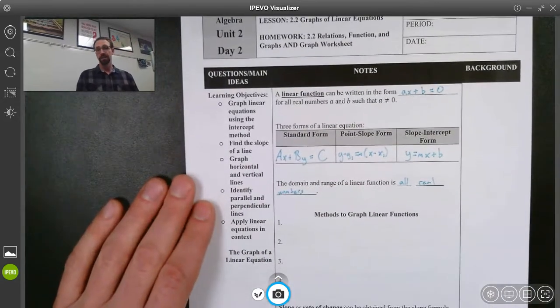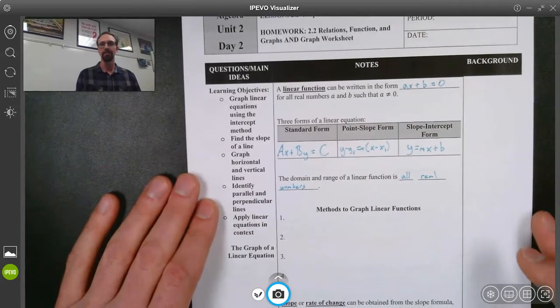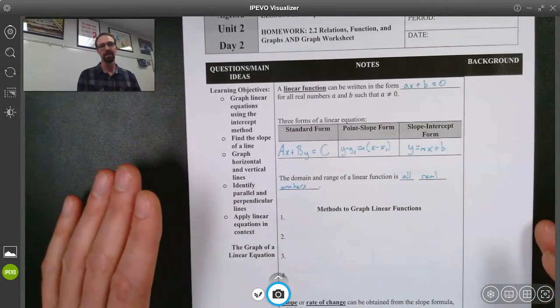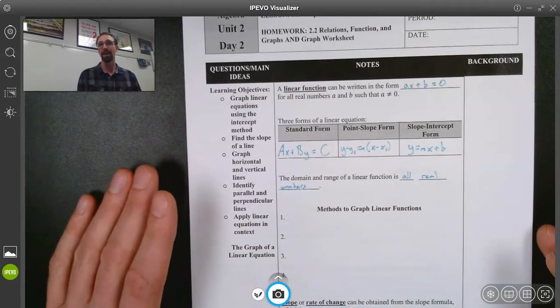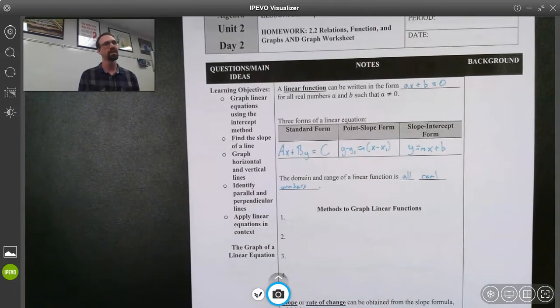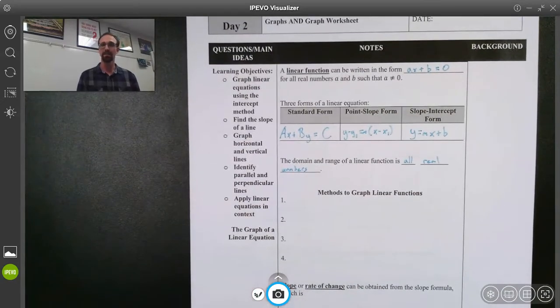The domain and range of a linear function is all real numbers. Linear function means it's going to pass the vertical line test. That means we're going to have all values of that. The only case that this wouldn't work is if your linear function is in the form of y equals just a single number. In that case, your domain is all real numbers and the range is just whatever that one value is.